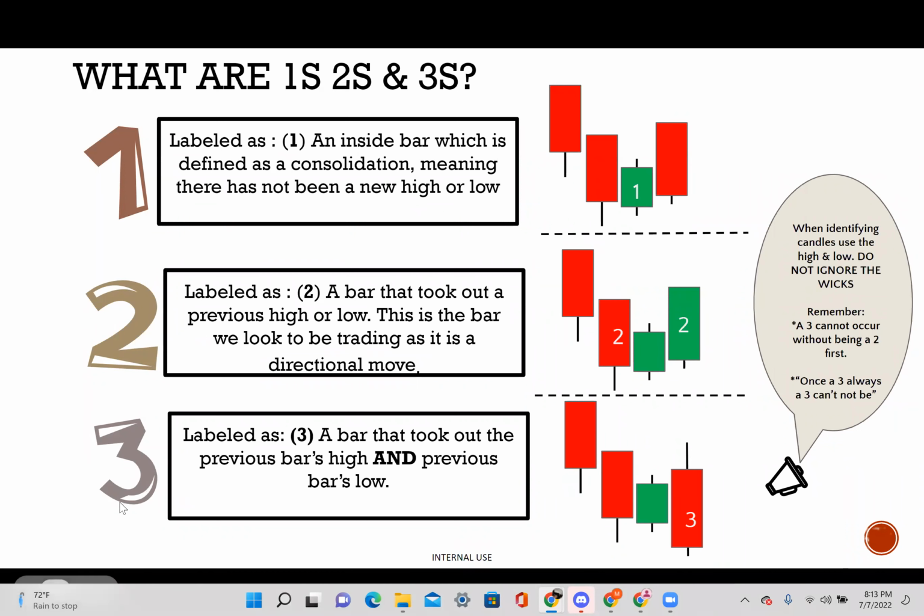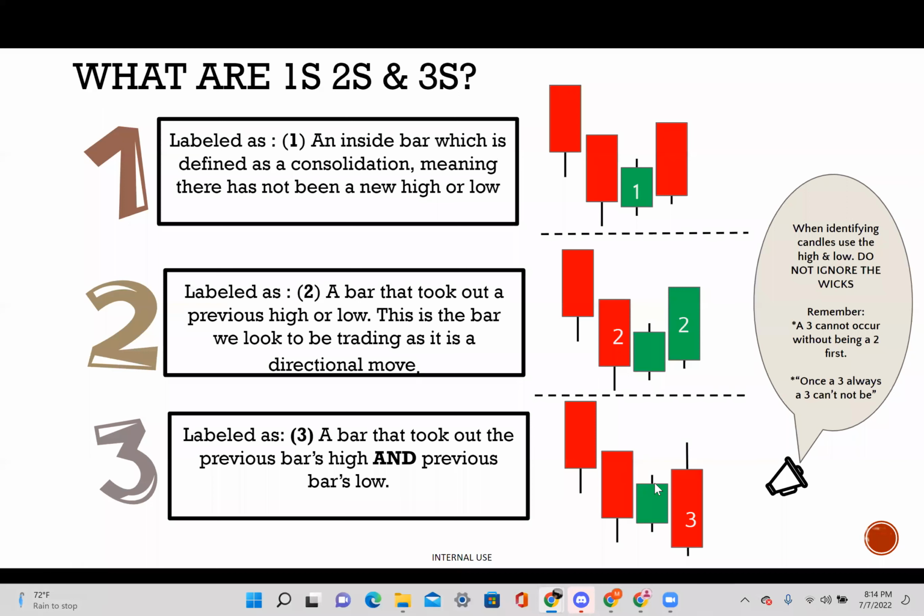Whenever you see a 3 bar on your chart or my chart, it's a bar that took out the previous bar's high and the previous bar's low. What that means is that this candle opened up here, so it automatically became a 2 up. But this candle, you can obviously see that it broke the high of this candle and it also broke the low of this candle. So that made this bar a 3.